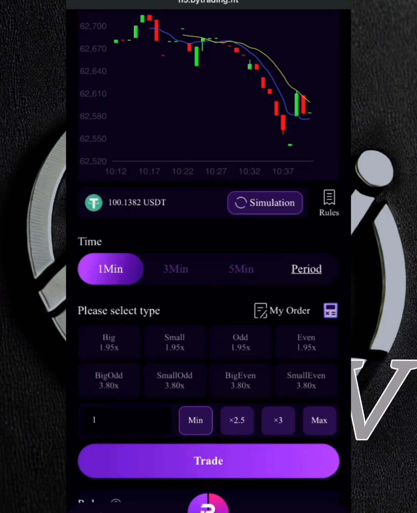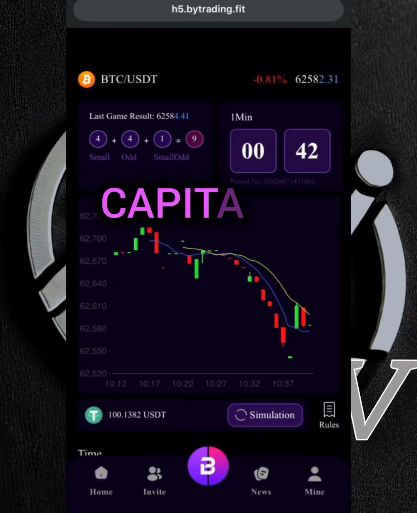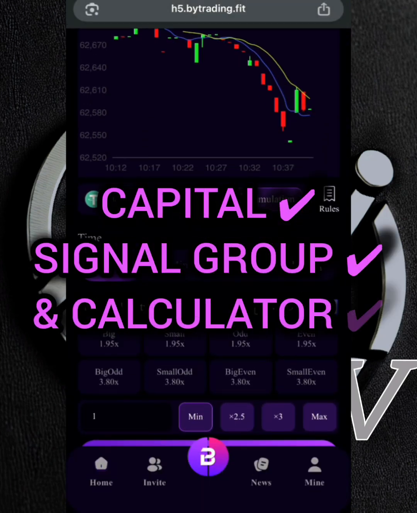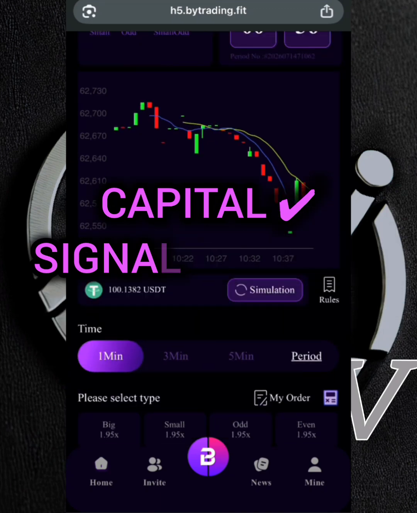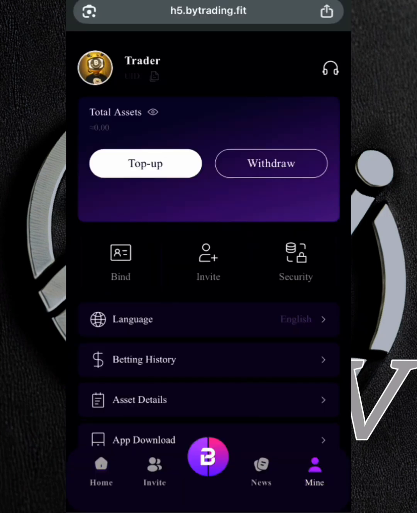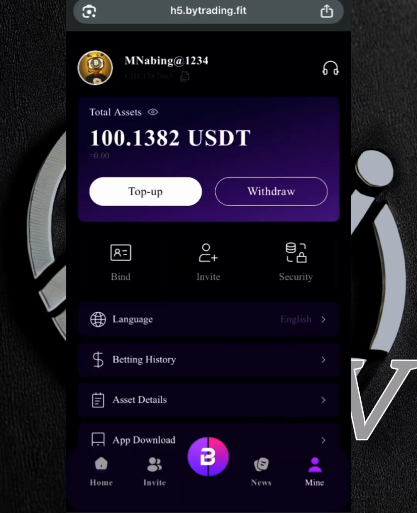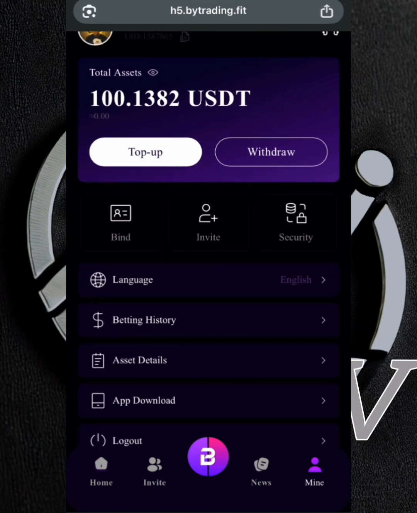Now the strategy I use has to do with trading on this BTC section right here, and what I need to trade here is capital, a signal group, and a calculator. These are the three things I use for this strategy. If you want to earn on this platform, you need to top up your account with the amount you'll be using to trade. Only fund what you can afford to lose, because this has to do with cryptocurrency, and you know the crypto space. You just need to know how to manage your risk to actually earn well on it.